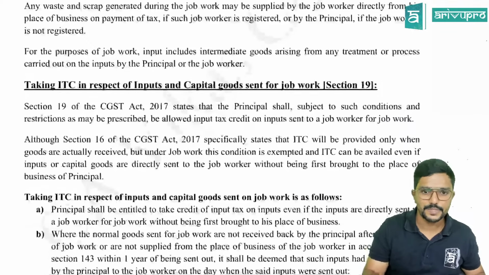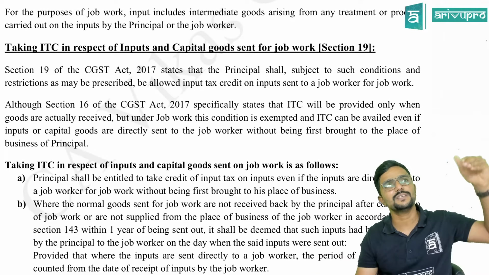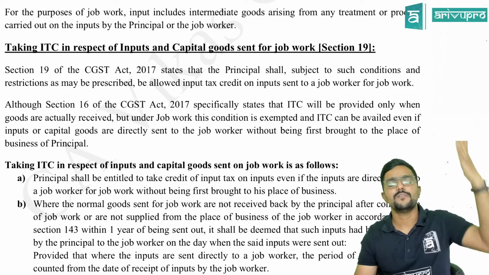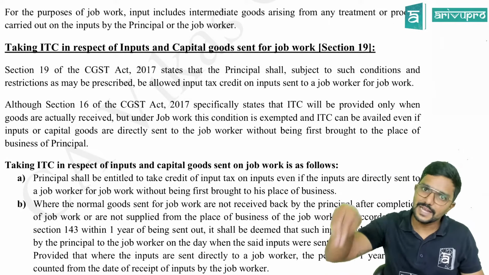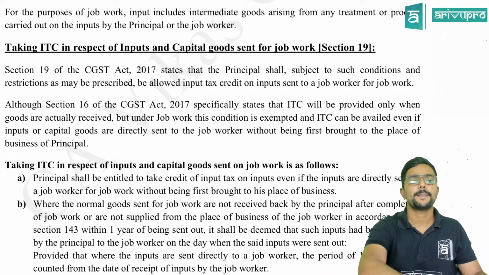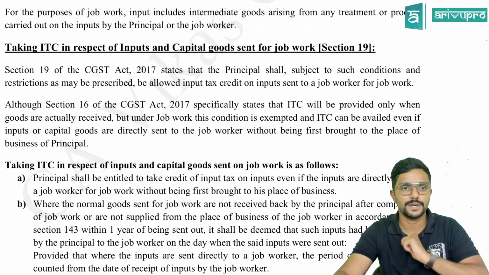Okay. Next, coming to section 19. Now we are actually getting into section 19. Till now, whatever we understood was the job work and the provisions given in section 143. But now what is covered in the input tax credit chapter, that is section 19. Taking ITC in respect of inputs and capital goods sent for job work.